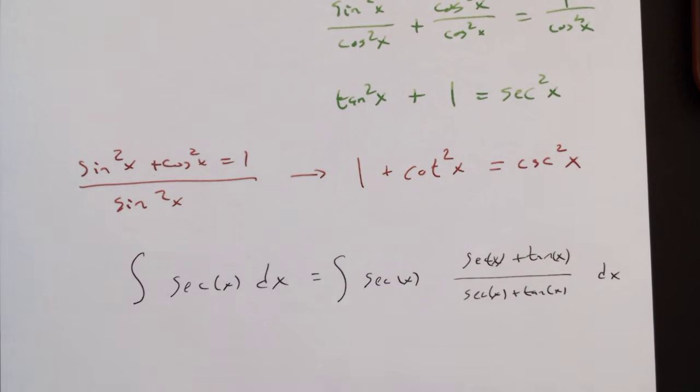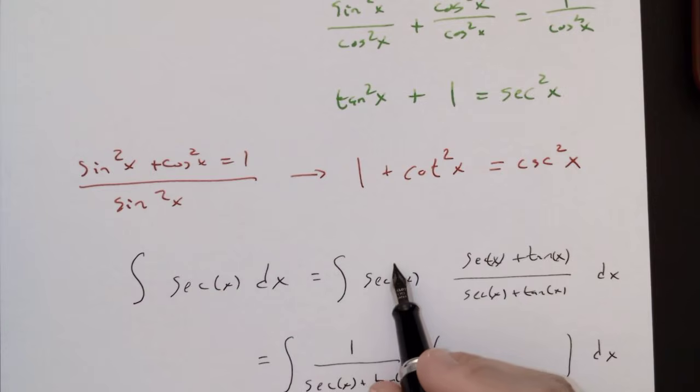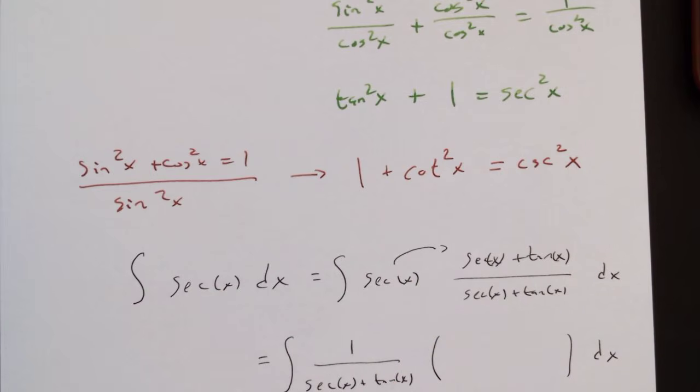Until we rewrite this. 1 over secant x plus tangent x times, take the secant here and multiply it with all of those things on top. Secant squared x plus secant x tangent x.